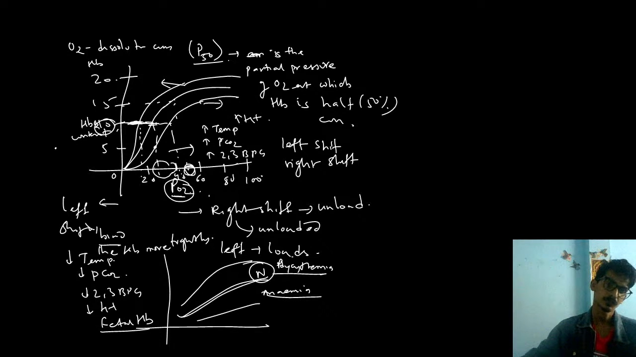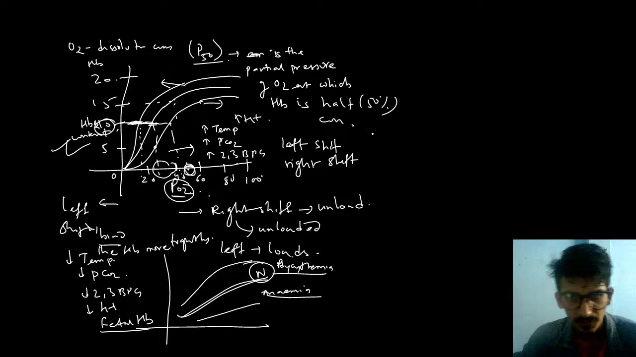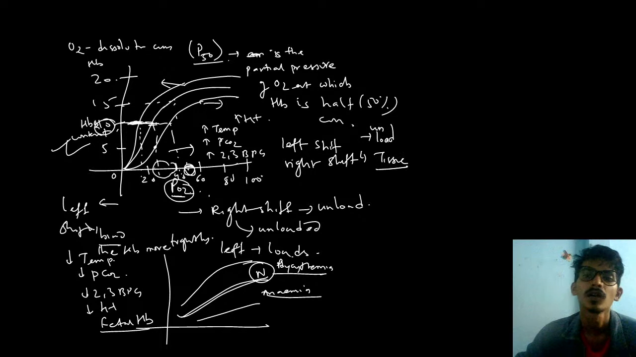So I think I have made this clear about the oxygen dissociation curve. It is very easy to remember. If there is a right shift of the curve, then it is easier to unload, and if I can unload, then it will be easier for the tissues to extract. Whereas if I have the left shift of the curve, then the hemoglobin is bound more tightly to the oxygen, and I cannot unload, and the tissues cannot extract the oxygen.